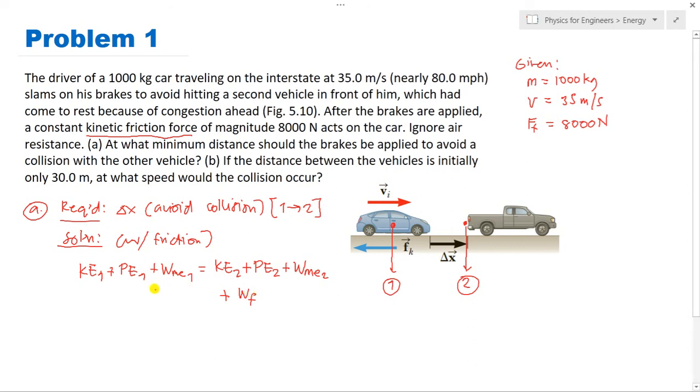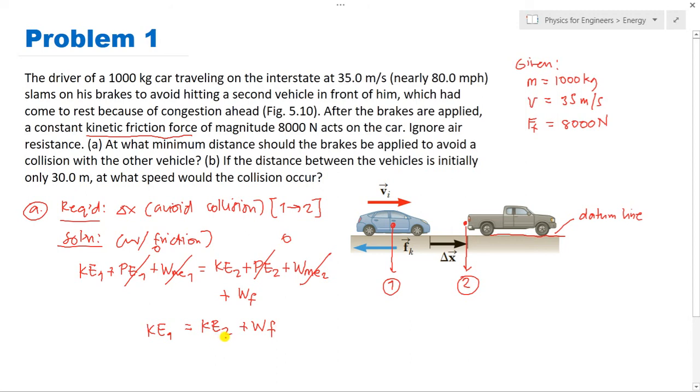Okay, at state 1, since it is moving, of course it has kinetic energy. But the potential energy, class, since our datum line here is the ground or the road, so this would serve as our datum line. And it is also the resting place of these two cars. So therefore, we don't have any elevation. So this will make it equal to 0, and also the second potential energy. And since we don't have any given for the mechanical work, we can just ignore this one. So what's left is just the kinetic energy at point 1 is equal to the kinetic energy at point 2 plus the work due to friction.